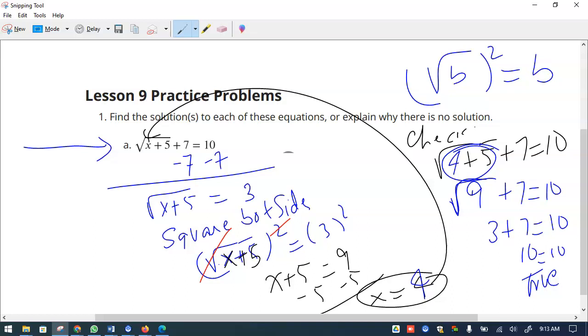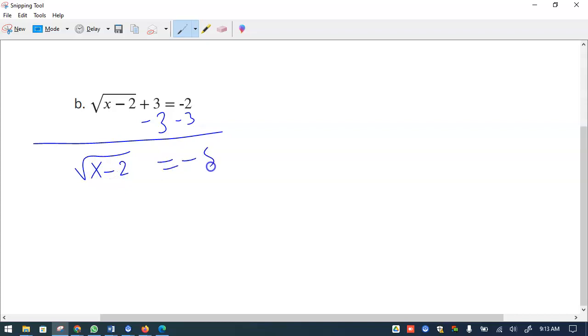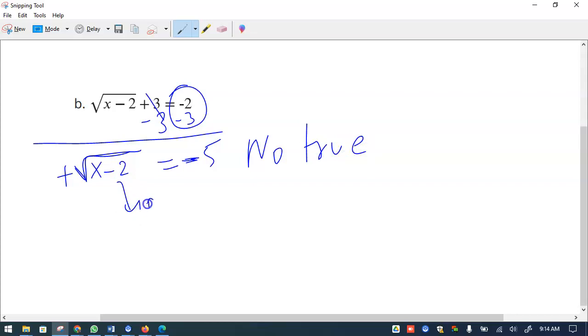That's the second one. In this case, first you subtract 3, and you get the square root equals minus 5. Now the left side is a square root, which means it is positive, and the right side is negative. You cannot have a negative equal to a positive, so this is not true. So if this is not true, this equation does not have a solution.